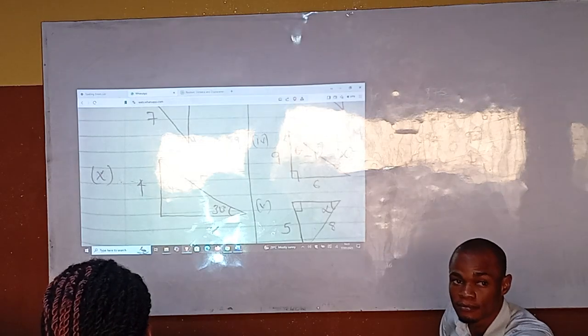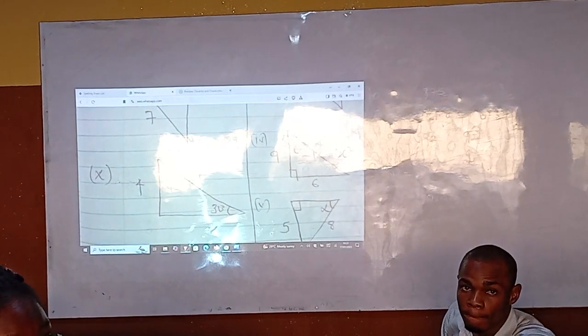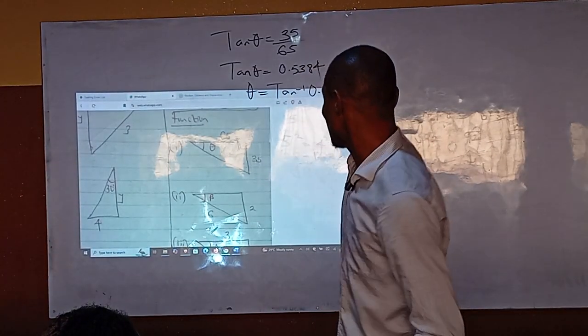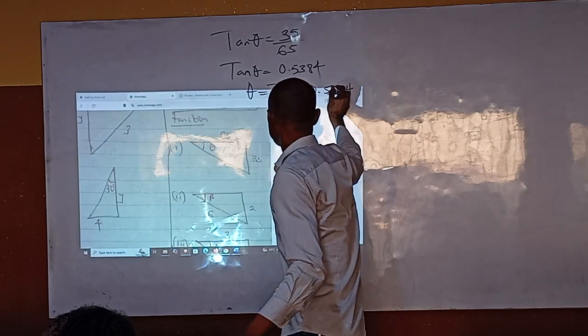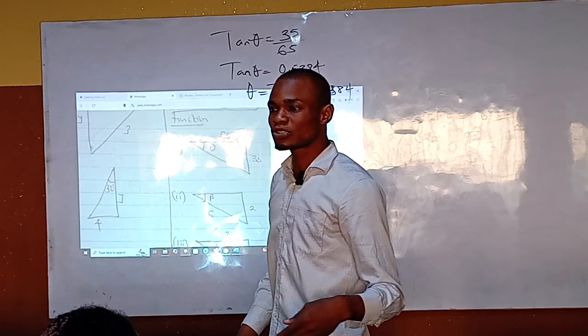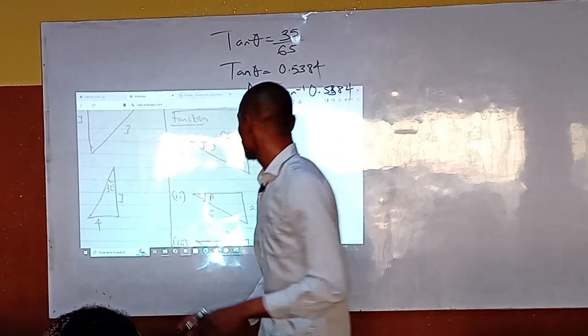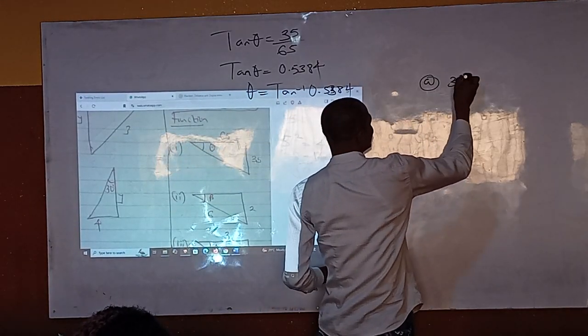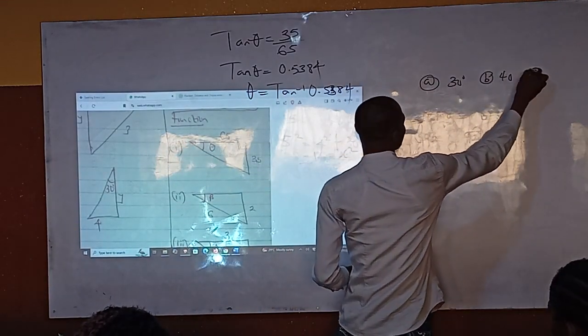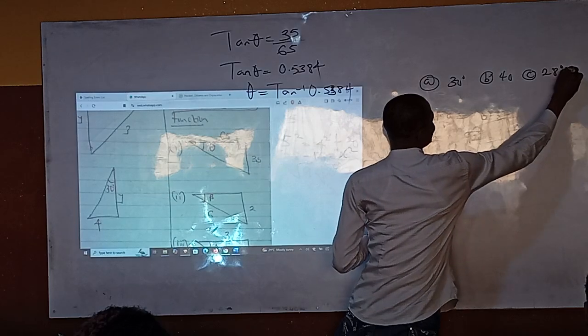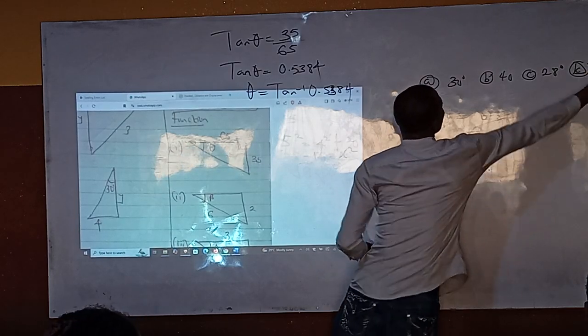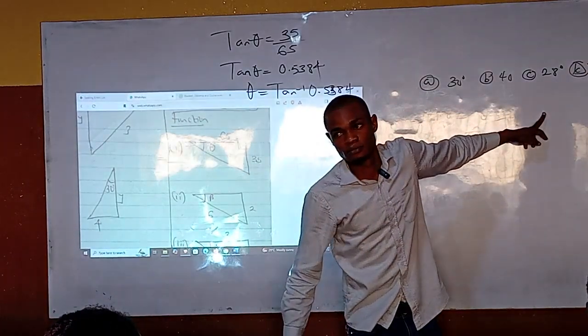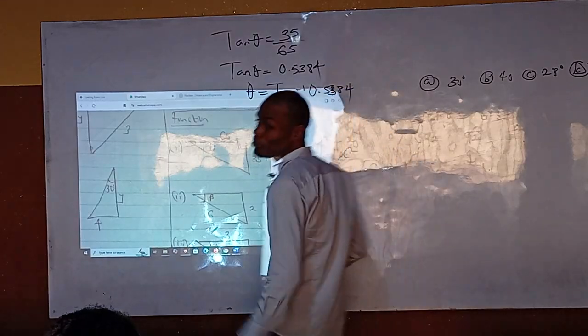Pause it, please. After 0.5384 the angle will be less than 30, so it will be 28 or 27. Option A, 30 degrees. Option B, 40 degrees. Option C, 28 degrees. Option D, maybe 60 degrees. What are you going to pick? Good. So press the calculator.